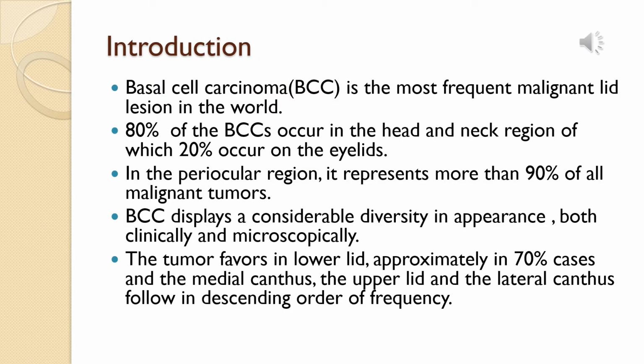Coming to the introduction, basal cell carcinoma is the most frequent malignant lid lesion in the world. 80% of basal cell carcinomas occur in the head and neck region, of which 20% occur in the eyelids. In the periocular region, it represents more than 90% of all malignant tumors. Basal cell carcinoma displays a considerable diversity in appearance, both clinically and microscopically. The tumor favors the lower lid, in approximately 70% of cases, and the medial canthus, the upper lid, and the lateral canthus follow in descending order of frequency.